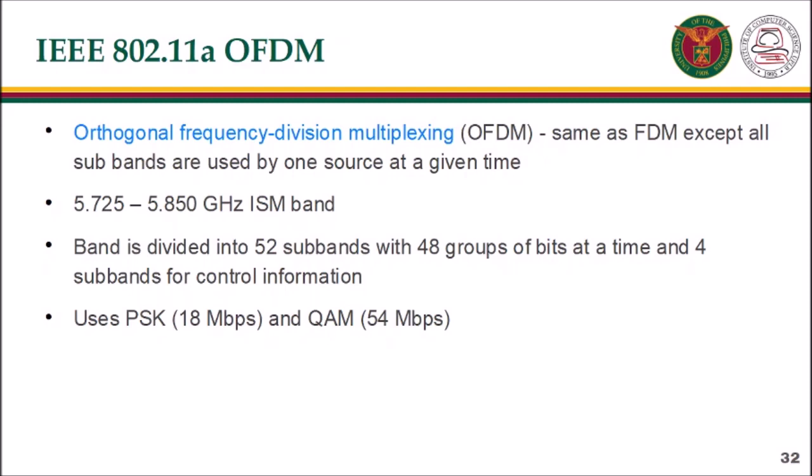Dividing the band into subbands diminishes the effect of interference. If the subbands are used randomly, security can also be increased. OFDM uses PSK and QAM for modulation. The common data rates are 18 Mbps for PSK and 54 Mbps for QAM.